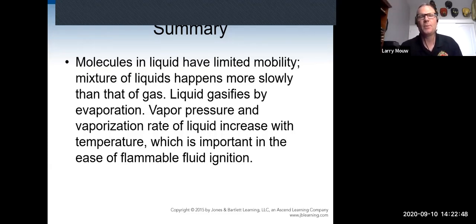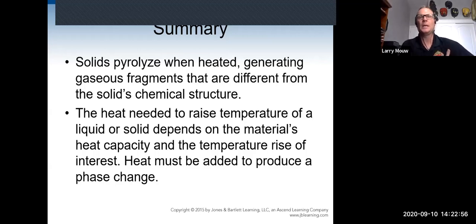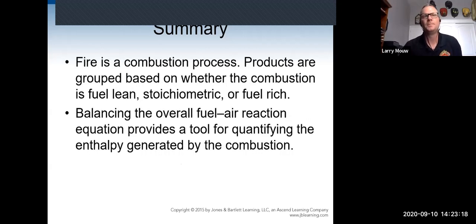Vapor pressure and vaporization rate of liquid increase with temperature, which is important in the ease of flammable fluid ignition. Solids pyrolyze when heated, generating gaseous fragments that are different from the solid's chemical structure, and that's actually what burns when a solid is burning. The heat needed to raise the temperature of a liquid or solid depends on the material's heat capacity and the temperature rise of interest. The heat must be added to produce a phase change in order for it to burn.